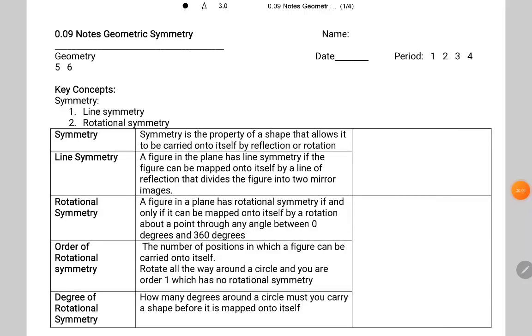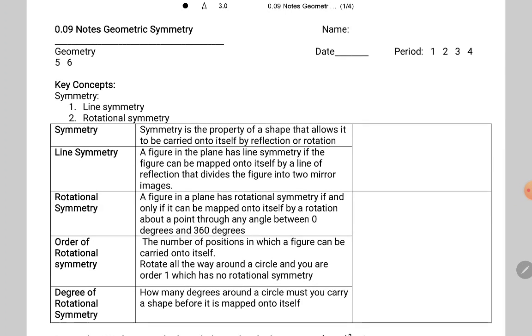This is Scottish Draft doing some math. Today we'll be working on some geometric symmetry.